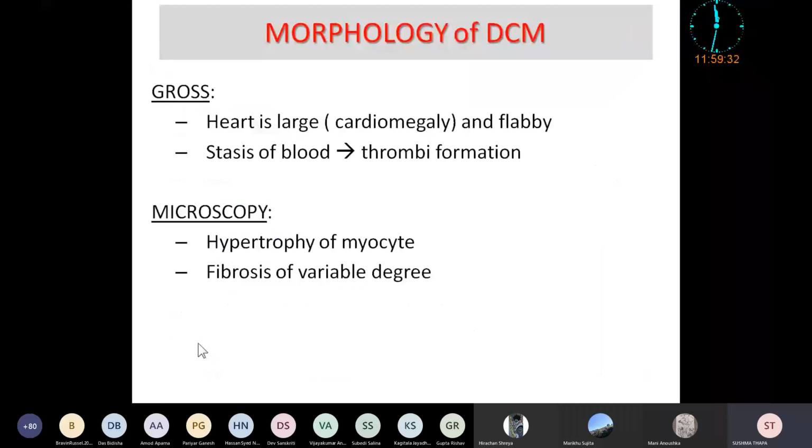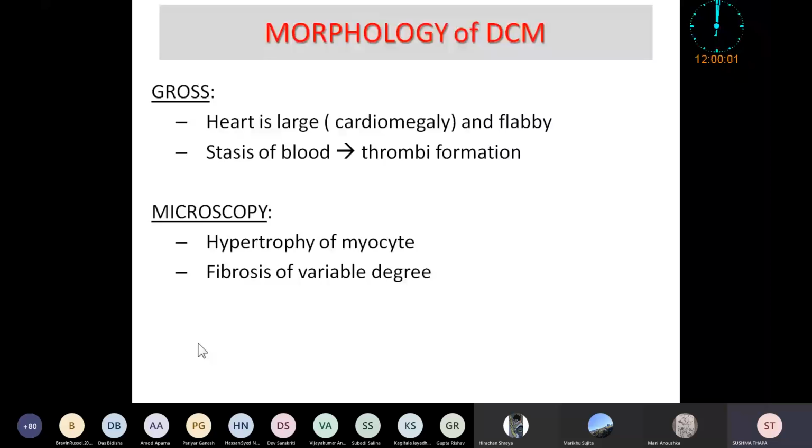Next is the morphology. Now remember, in DCM, all the chambers are dilated. So grossly, obviously, the heart is enlarged. The heart is large and flabby because all the walls are dilated and thinned out. Because of that, there is stasis of blood in the heart, with very slow flow. That predisposes to thrombi formation in the heart.